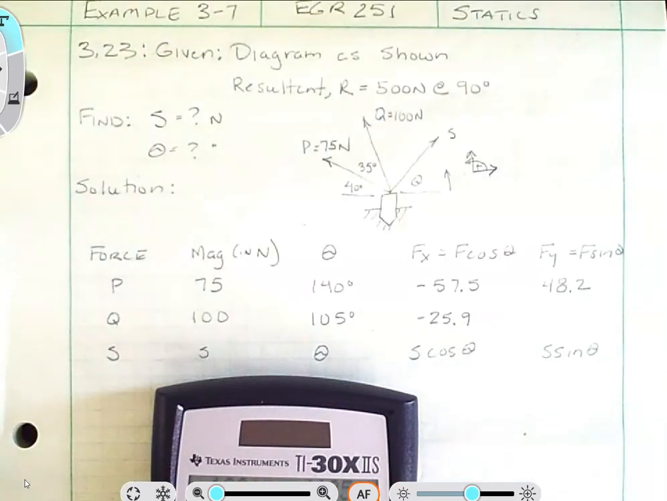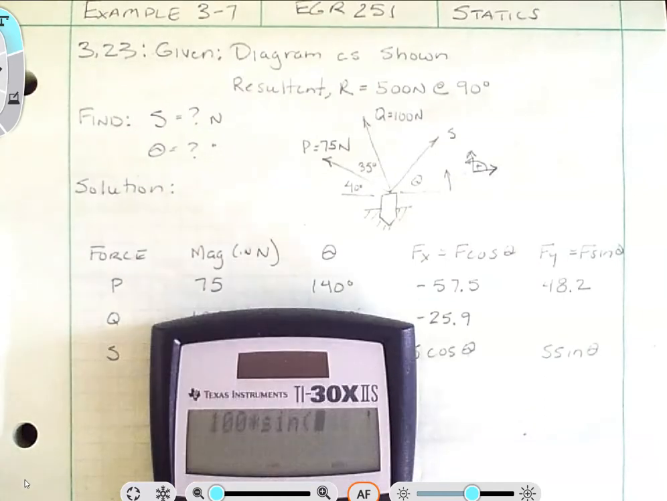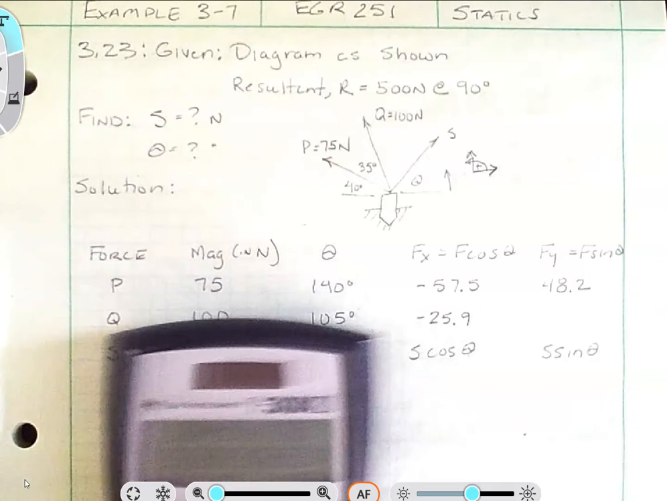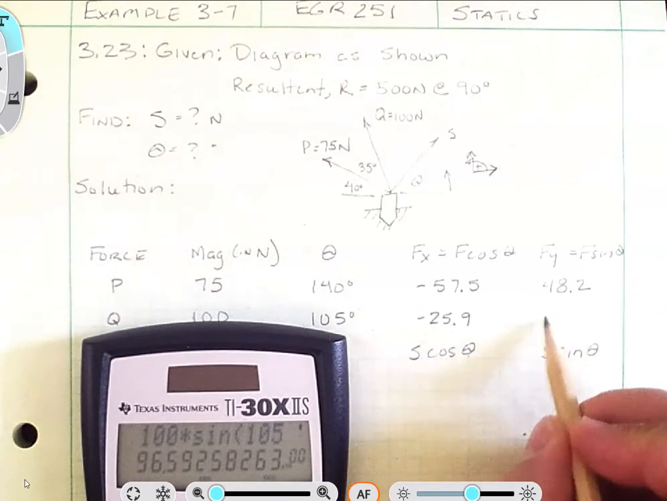And then the last one is 100 times the sine of 105. And that gives us 96.6.